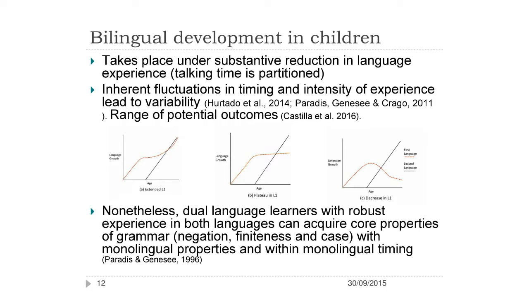Now, there's nothing normal about monolingualism. Half of the children in the world are multilingual, and it's just an Anglocentric illusion that you should speak only one language. It exists in other cultures as well. But what we're interested in is how these fluctuations in timing and intensity might alter the timetable of normal language development in the child.